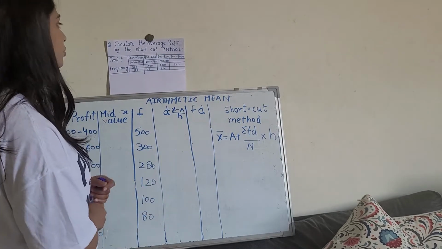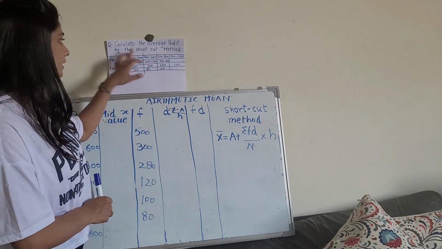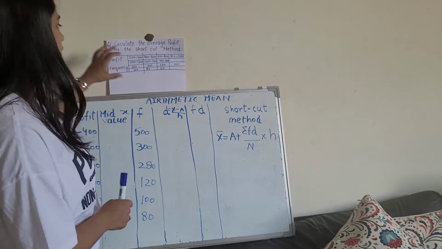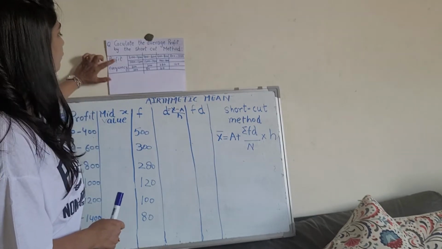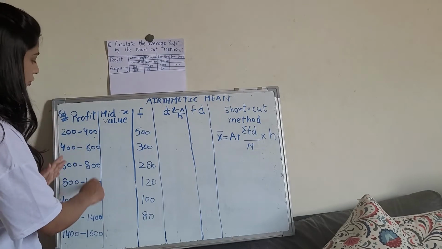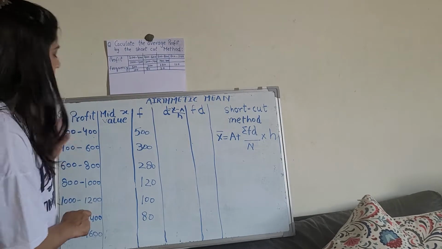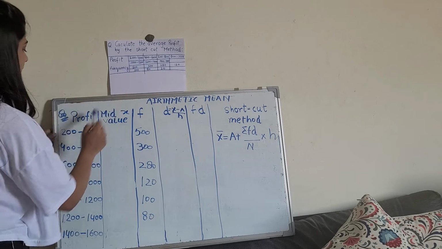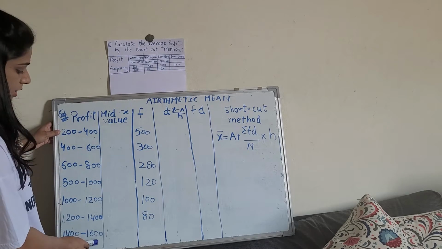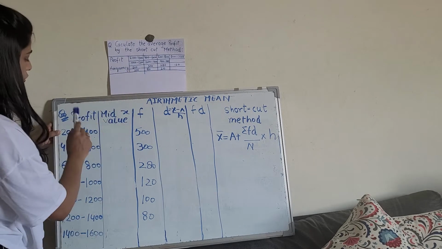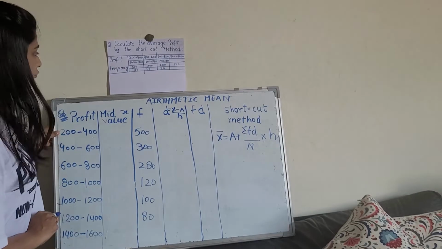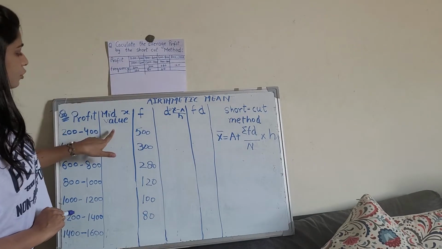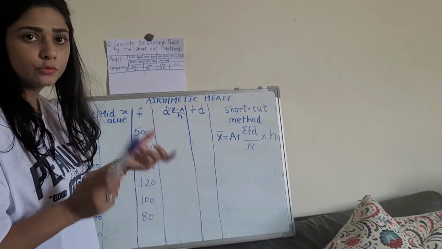Now come to the question. Calculate the average profit by the shortcut method for this given data. So we mention all the values in tabular form. The first column will be the class interval, 200 to 1600. Now the next column will be the mid value, midpoint.